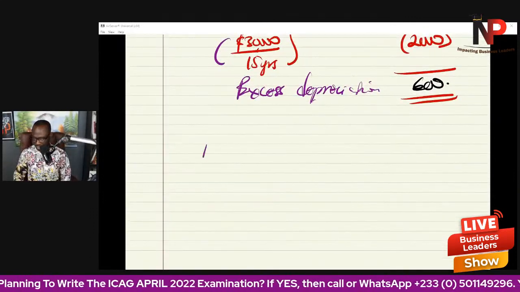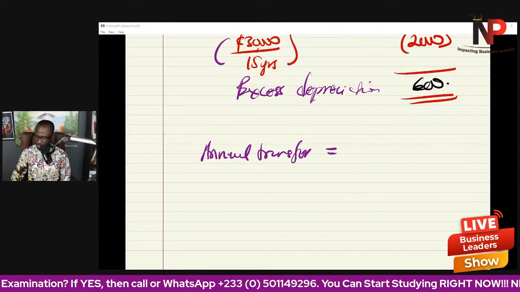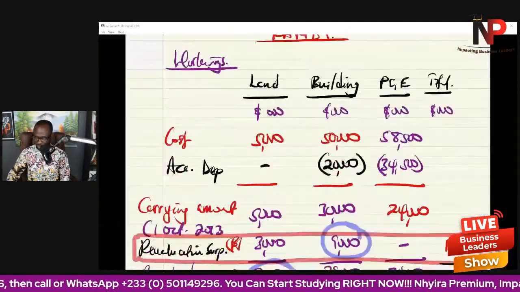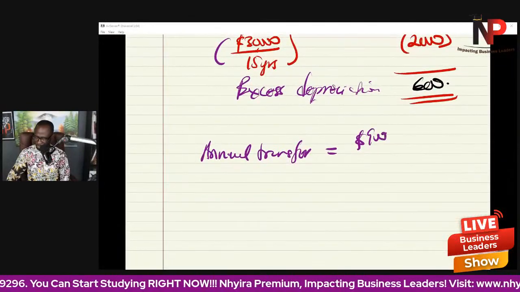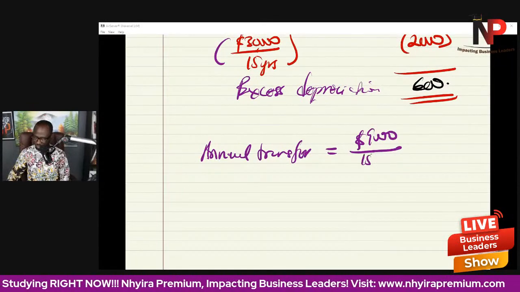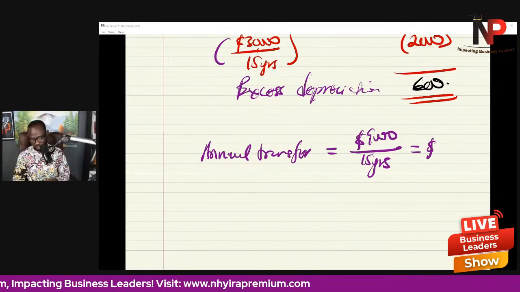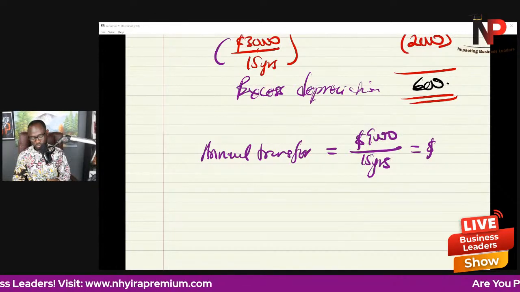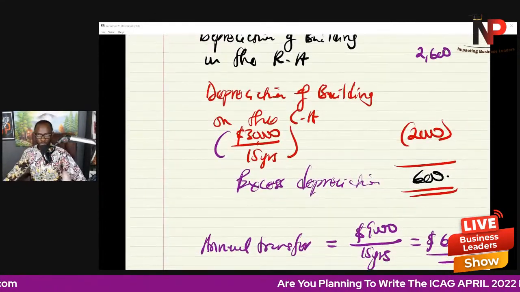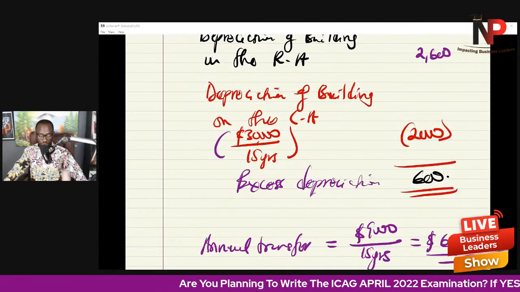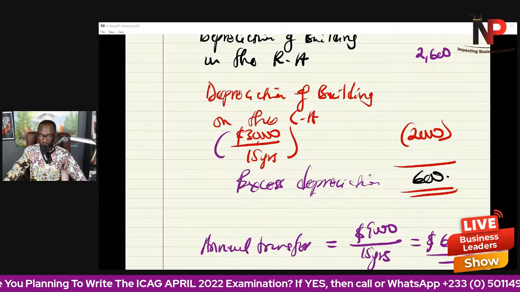Another way to get it is simply to say the annual transfer will be equal to the revaluation surplus for the building, which is the 9,000, divided by the remaining life of 15 years. And that gives you an amount of 600 the same way. So it depends. Whichever you are comfortable with, go for it.